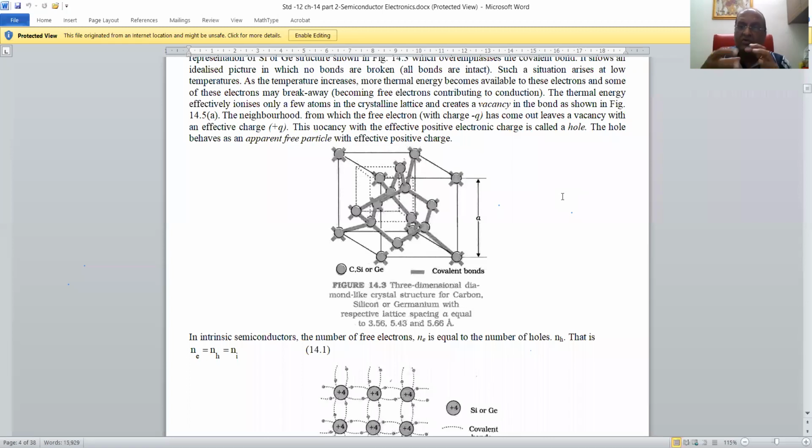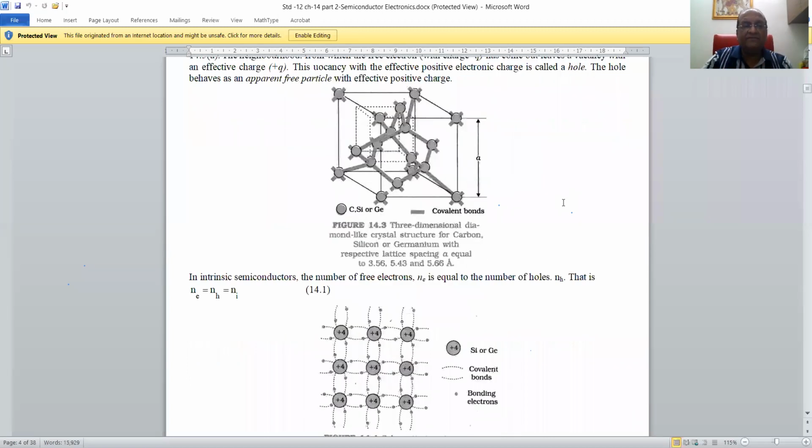And these electrons are bounded in covalent bonds.